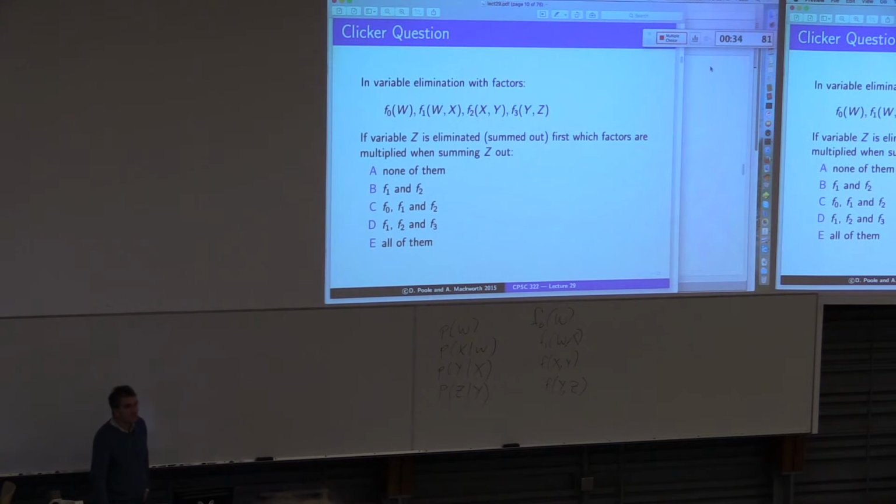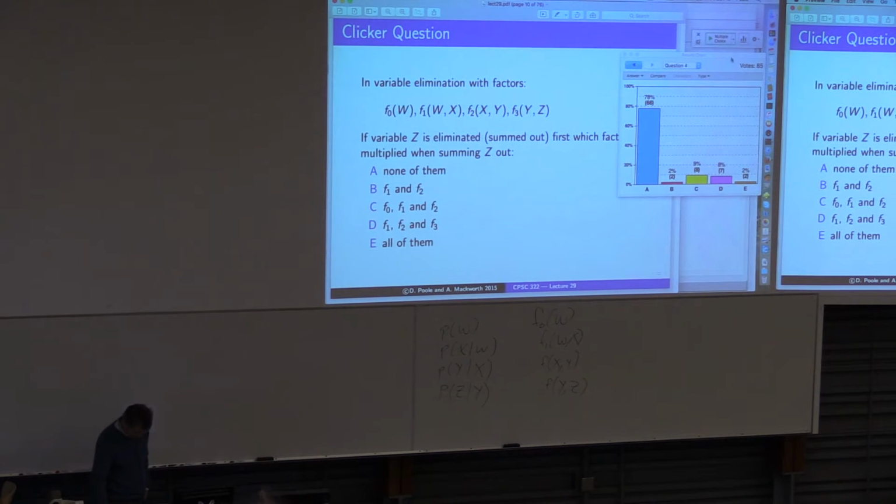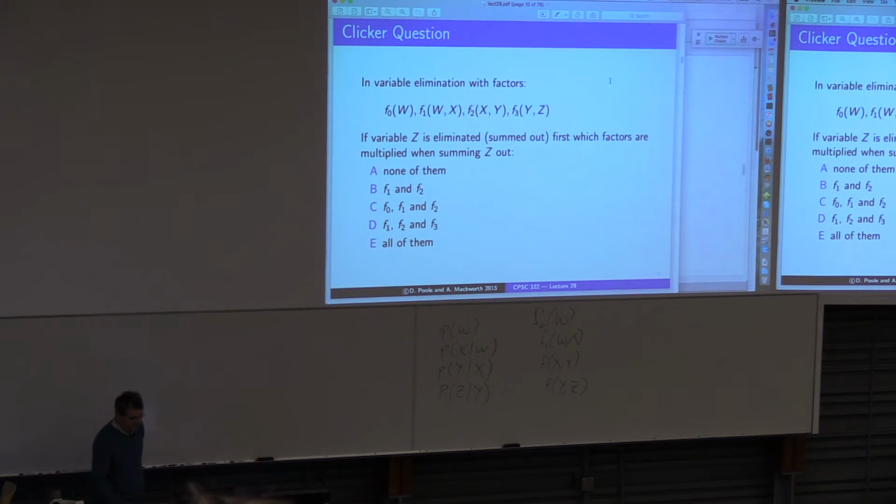How are we going? Does anyone need more time? 3, 2, 1, we'll stop. None of them, good. We don't need to multiply any factors, we're just going to sum out Z. The only ones that we don't want to multiply, just the ones that contain Z, are the only ones we're going to do. All right.